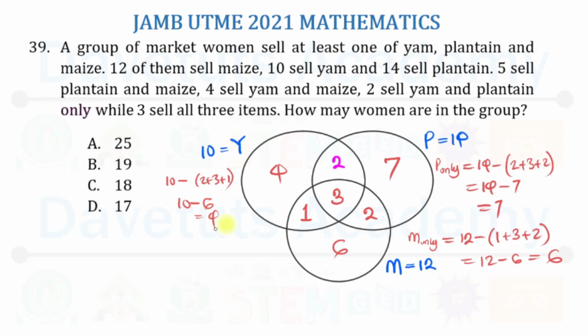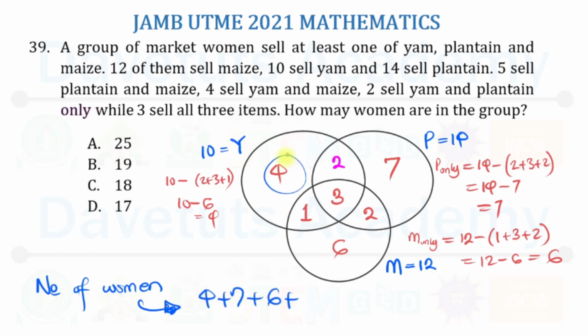So this is 4. Now, what we need to do is to say, yes, since we have each of the entities that we have here, we can sum all of them, and that will give us the total number of women. So the number of women will be nothing but 4 plus 7 plus 6. I first wrote the outer ones, then I'll work my way in, then plus 2 plus 2 plus 1.